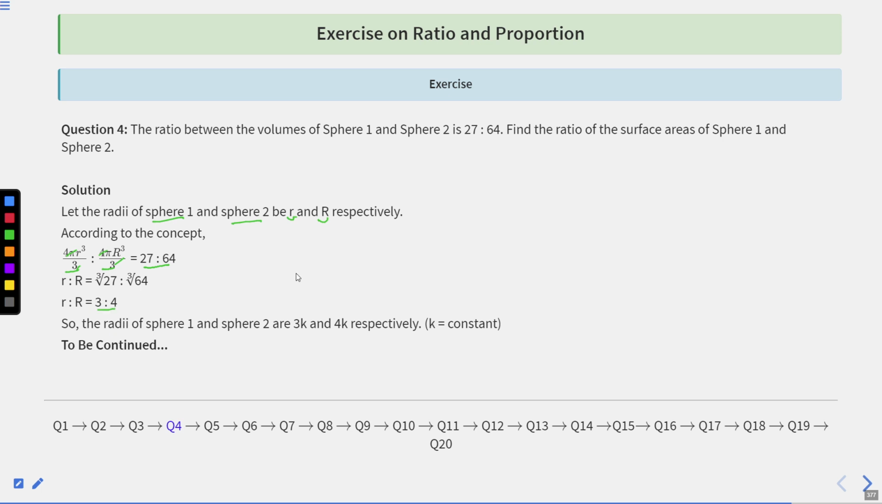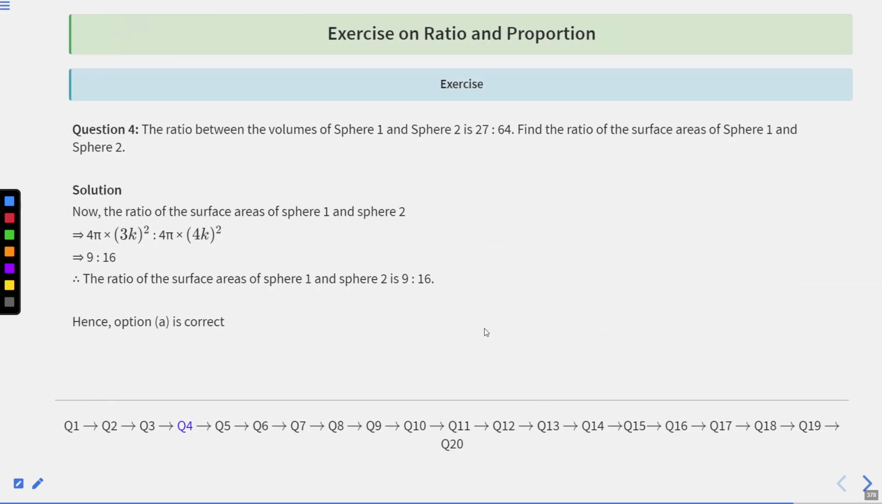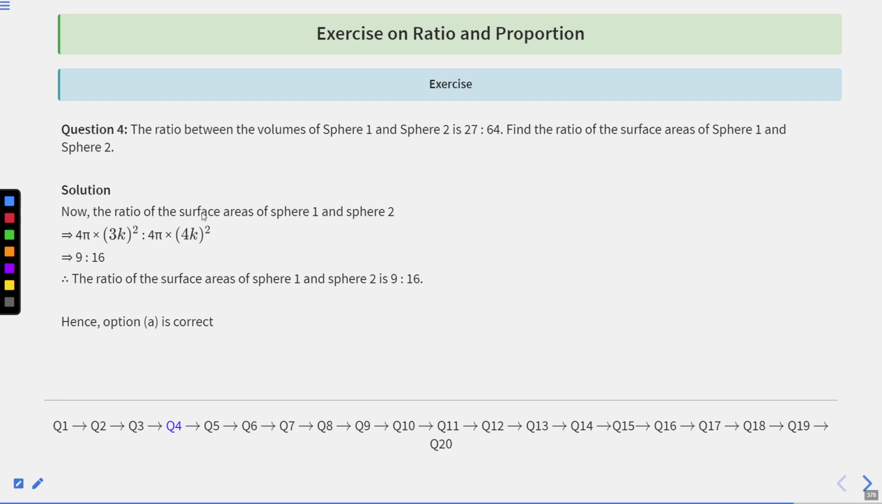So the radii of sphere 1 and sphere 2 are 3k and 4k, where k is some constant. Now the ratio of the surface areas of sphere 1 and sphere 2 will be given by the formula 4 pi small r squared is to 4 pi capital R squared, and small r is 3k and capital R is 4k. When you simplify this, you will get 9:16. So the ratio of the surface areas of sphere 1 and sphere 2 is 9:16, which is option A.